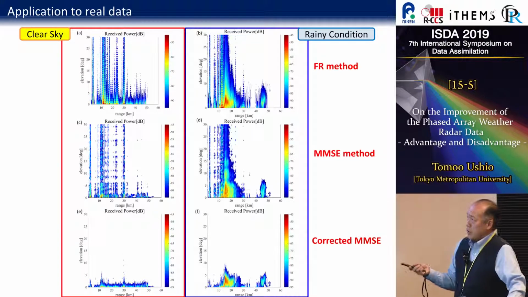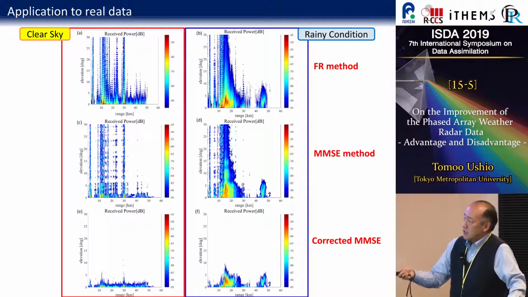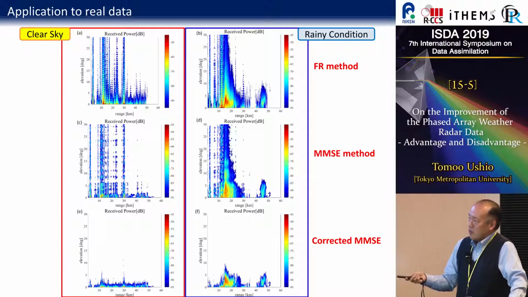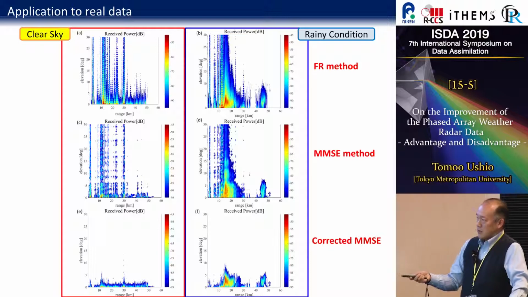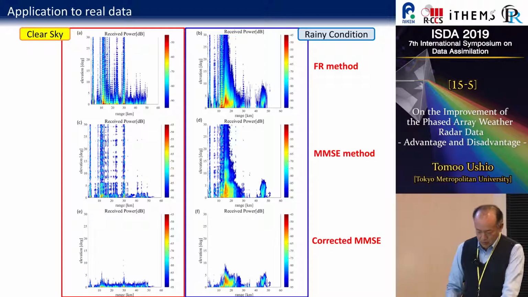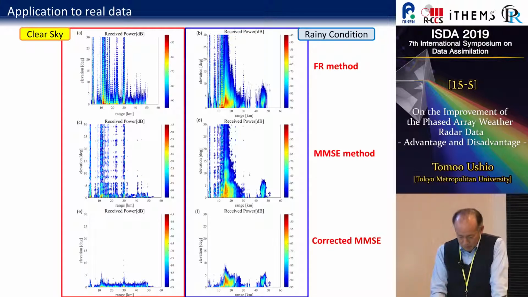And also, if you look at the vertical distribution of the reflectivity factor, this is clear sky conditions. You can see a very strong signal from above the tall building. If you apply the MMSE method, you can see all the ground clutter was cancelled significantly. So maybe this method works very well.